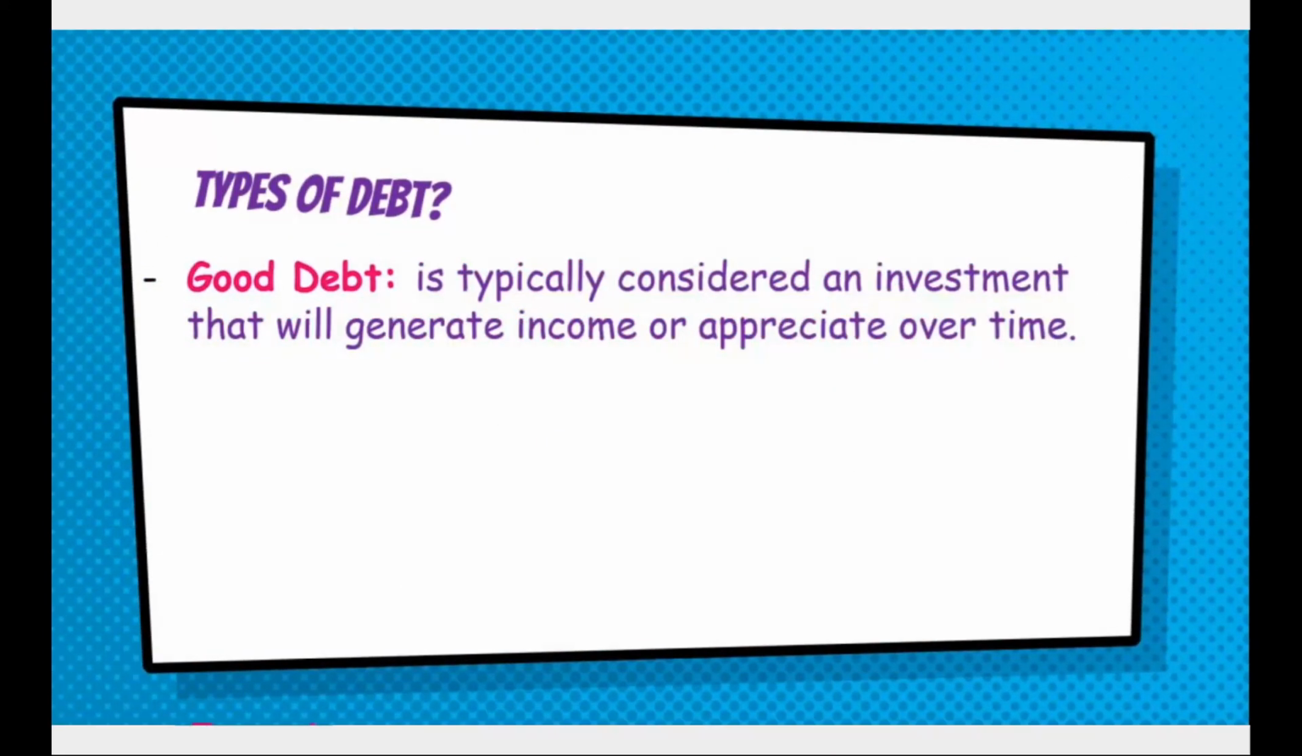So that was interest. Let's talk about debt for a second. That's the obligation to repay borrowed money, usually with interest under agreed upon terms. And there are good types of debt and bad types of debt. Good debt is typically considered an investment that will generate income or appreciate over time. Some examples of that would be housing or real estate, mortgages, something like that. Homes typically appreciate over time.